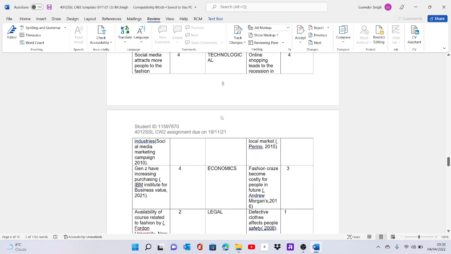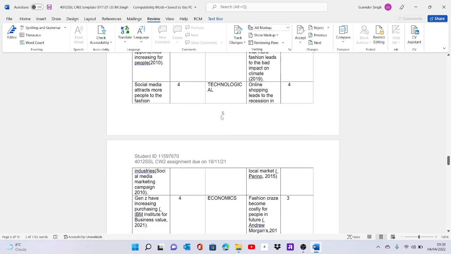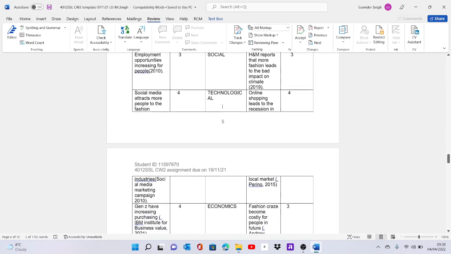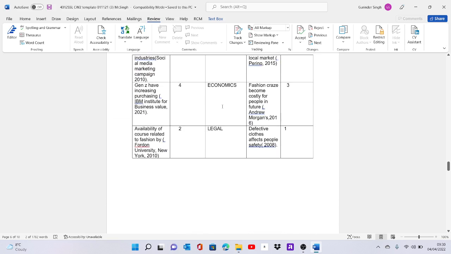Economics. Economic opportunity: Gen Z have increasing purchasing power. Opportunity scale from 0 to 5 is 4. A threat: fashion craze becomes costly for people in the future. And threat scale from 0 to 5 is 3.